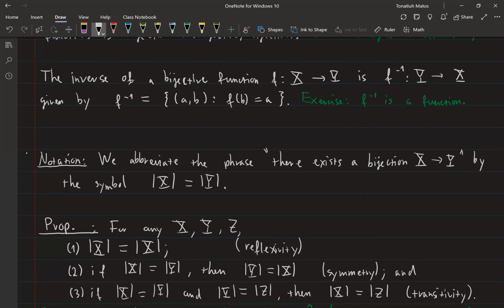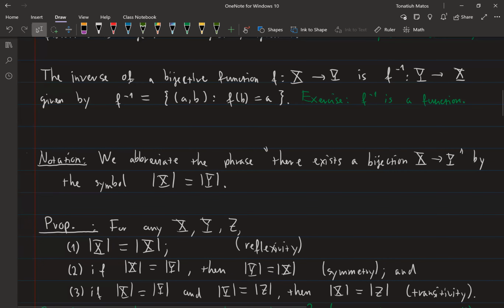Exactly, the identity function, as I just mentioned before, is a bijective function. It's a bijection from any set to itself. So this proves that there is always at least one bijection from any set to itself. Generally, there will be many, but this is not really important. Now look at property number 2. If x is in bijection with y, then y is in bijection with x.